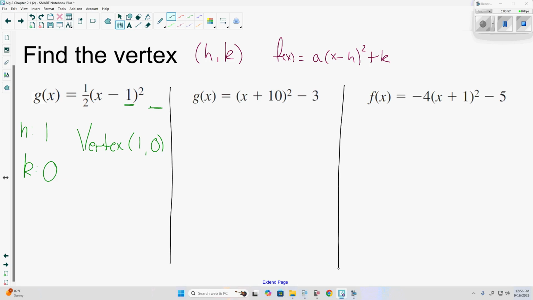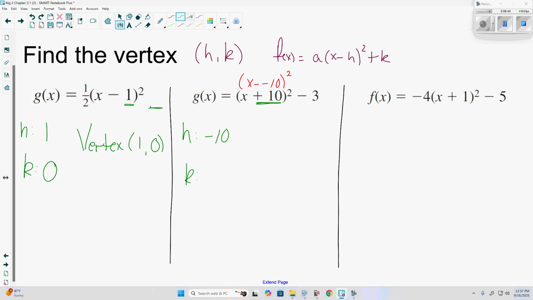When we look at the second one, the first thing we need to do is find the values of h and k. So h is inside the parentheses, because x minus h. And what's our value of h? Negative 10. Since it is plus 10, the only way we can line this up with the general form is that really we're looking at not x plus 10, but x minus negative 10. So the value of h is negative 10.